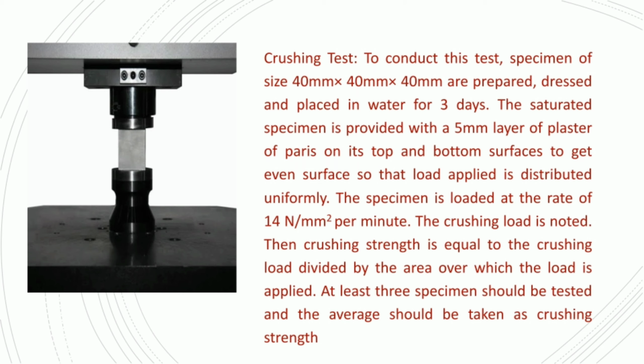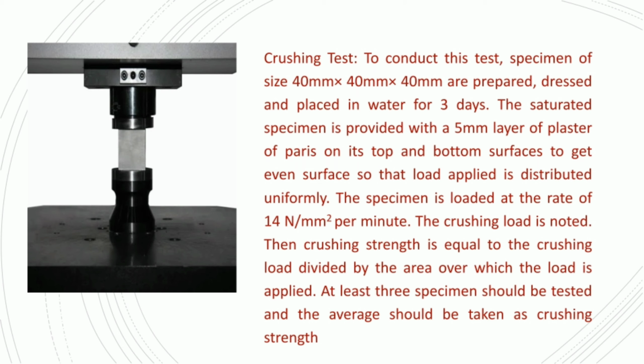The saturated specimen is provided with a 5 mm layer of plaster of Paris on its top and bottom surfaces to get an even surface so that the load applied is distributed uniformly. The specimen is loaded at the rate of 14 Newton per mm square per minute. The crushing load is noted. Then crushing strength is equal to the crushing load divided by the area over which the load is applied. At least 3 specimens should be tested and the average should be taken as the crushing strength.